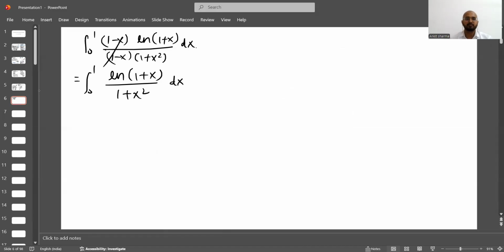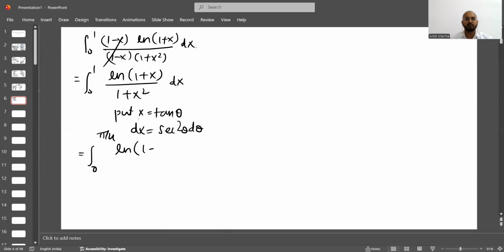This one is everyone's favorite substitution. You can put x is equal to tan theta. So when I put x is equal to tan theta, I get dx is equal to secant square theta d theta. My limits also get changed. So when x is 0, my tan theta is 0. When x is 1, my tan theta is pi by 4.